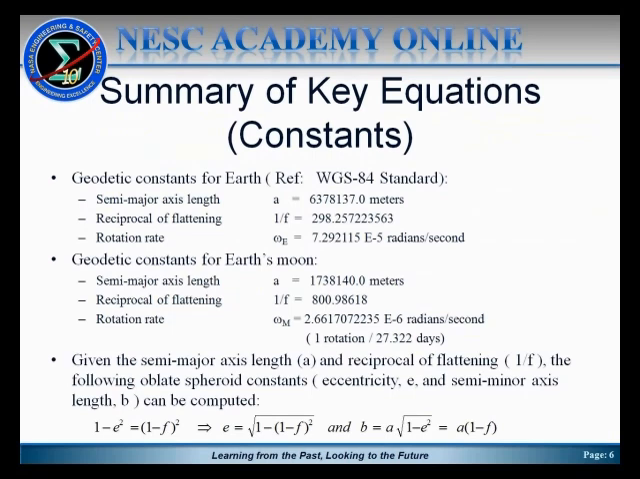And a summary of the key constants that you would find in the World Geodetic Standard 1984 document are shown here for the Earth, and similar constants for the Earth's moon. And then again, as a way of summarizing, given the semi-major axis length A and the reciprocal of flattening F, you can compute the following parameters: eccentricity and semi-minor axis length B from the simple expression shown. And again, these were covered extensively in part 1 of this presentation.